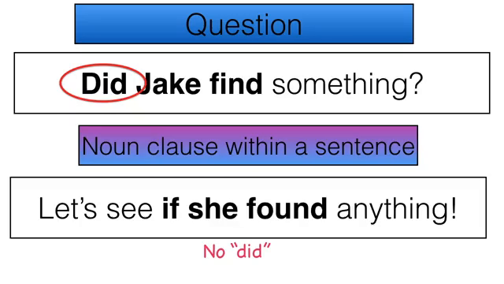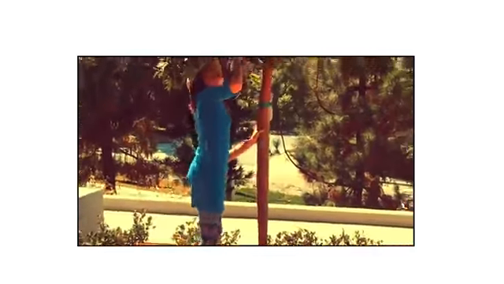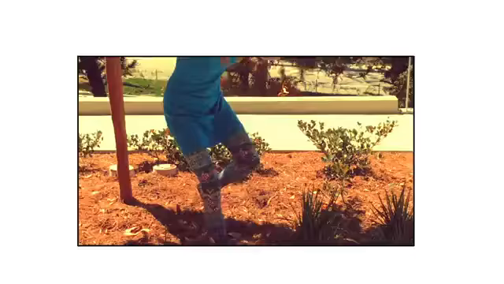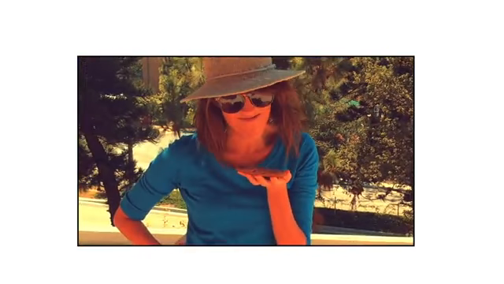Okay, now that you know how to make noun clauses with if and whether, let's see what happened after all with Jake. I wonder if she found what she was looking for. I wonder if she found it in the tree. Nope. Oh, it looks like she found it on the ground. What is it? A cookie? Oh, Jake. I wonder if she ate that after it had been sitting on the ground.